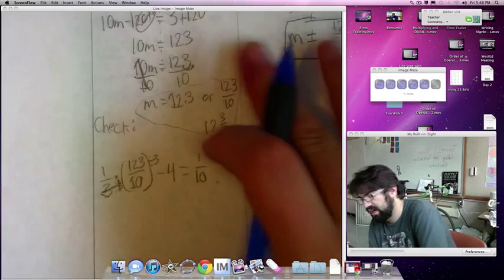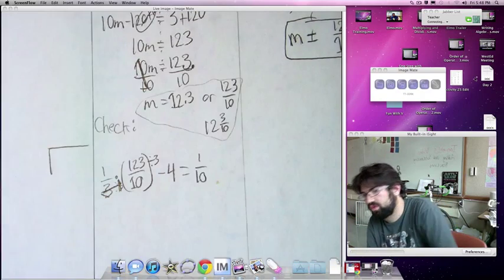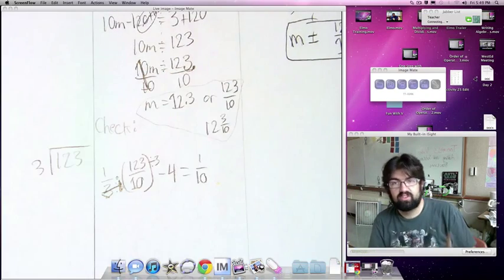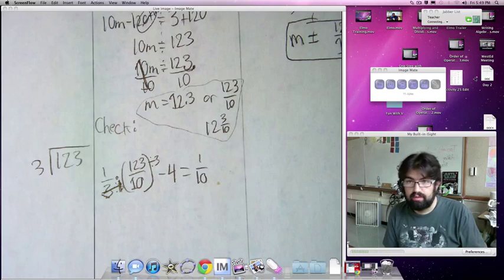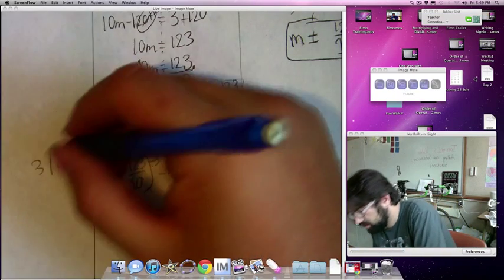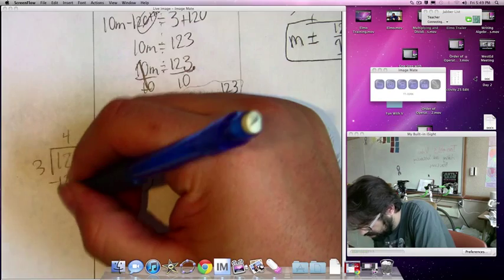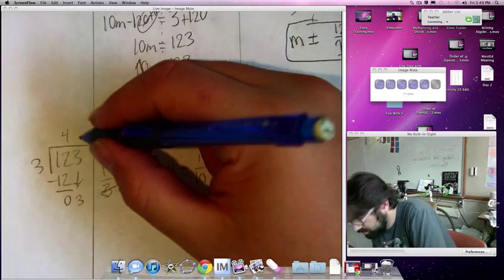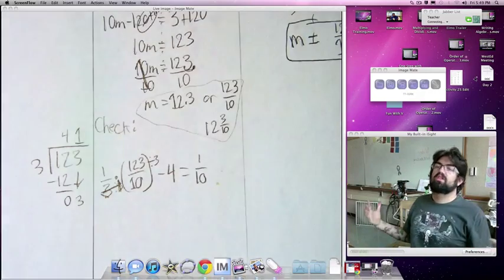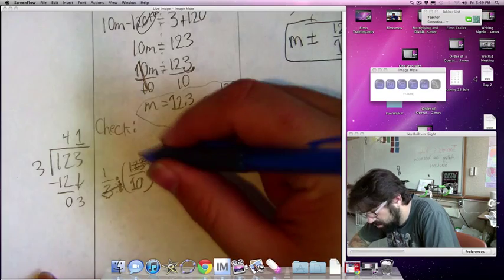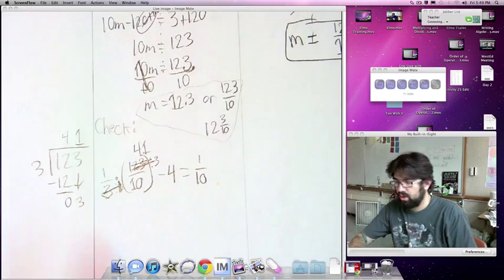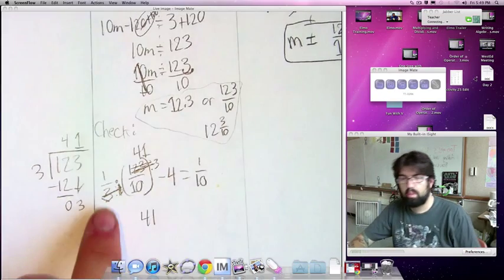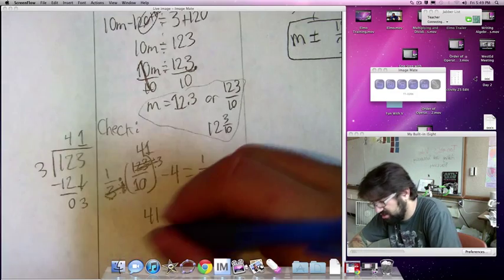123 divided by 3. Hey, I don't know that off the top of my head. I don't know either. 1 ain't going into 3, 3 is not going into 1. 3 goes into 12 though, 4 times. Minus 12, it's 0, bring down the 3. 3 goes into 3, 1 time. Hey look, 41 is on top. So this turned into 41. 1 times 41, no brainer, 41. 1 times 10 is 10.